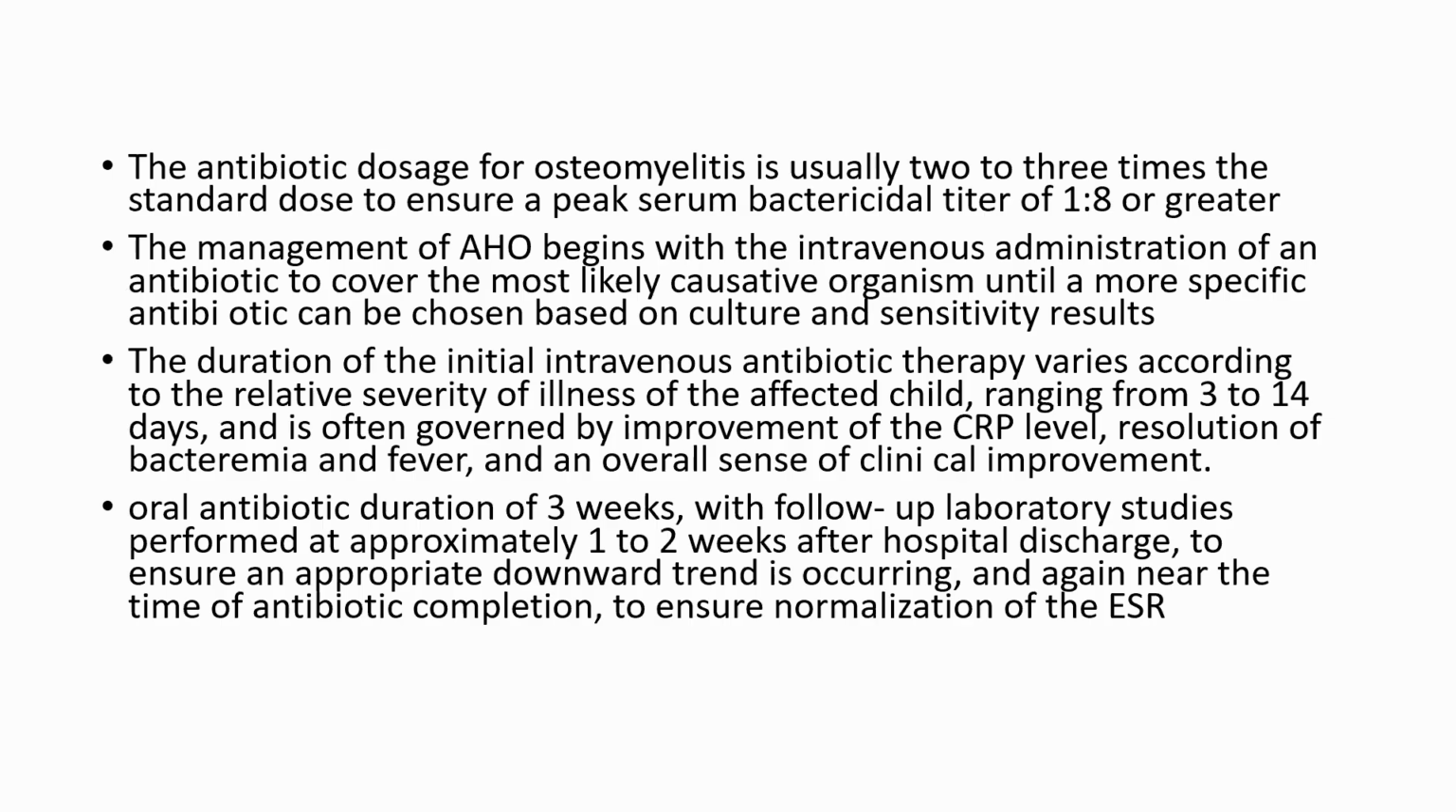The antibiotic dosage for osteomyelitis is usually 2 to 3 times the standard dose to ensure a peak serum bactericidal titer of 1:8 or greater. The management of acute hematogenous osteomyelitis begins with intravenous administration of an antibiotic to cover the most likely causative organism until a more specific antibiotic can be chosen based on the culture and sensitivity results. The duration of initial intravenous antibiotic therapy varies according to the relative severity of illness of the affected child, ranging from 3 to 14 days, and is often governed by improvement of the CRP level, resolution of the bacteremia and fever, and an overall sense of clinical improvement.